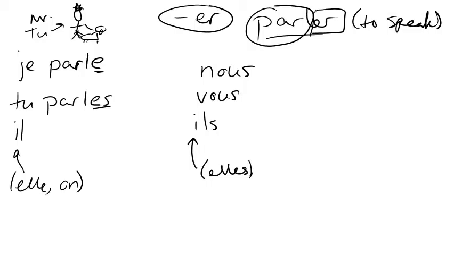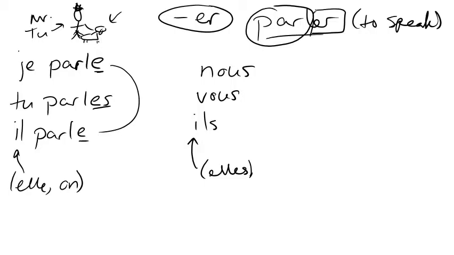Now next up we have il. Just like the other ones, we're going to write P-A-R-L and then add an E. So je parle, tu parles, il parle. Notice that all the ones on this side are actually very similar, and je and il are completely identical. It's a great way to help remember what's going on. And then of course with tu, it's the same except that we add S, the dog. You're never going to forget that one.